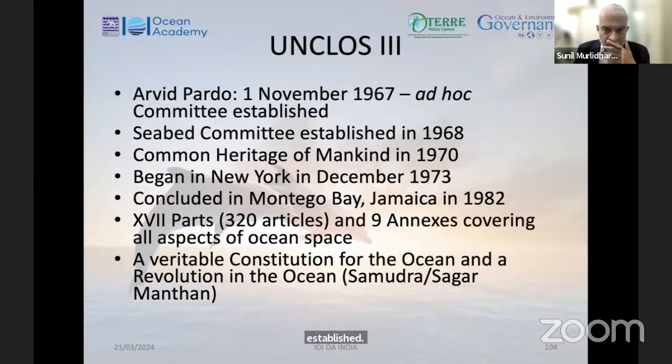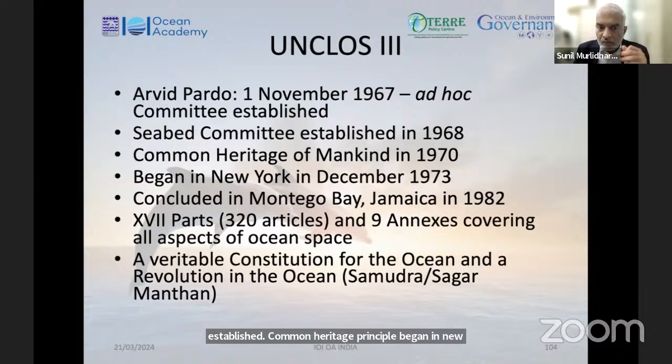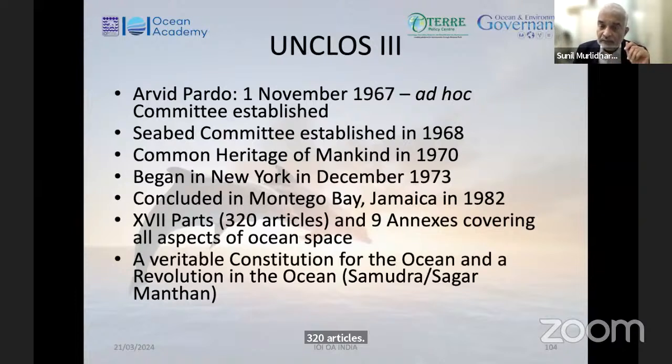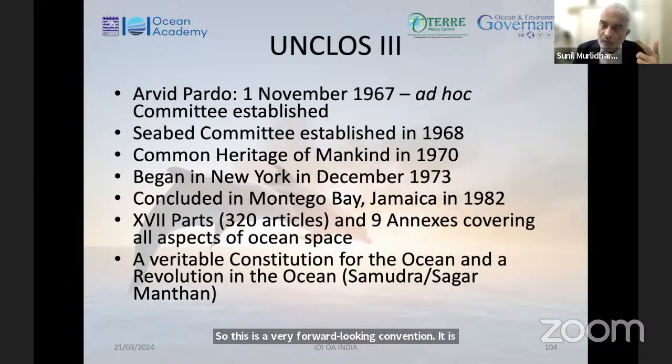The negotiations on the common heritage principle began in New York in December 1973 and concluded in Montego Bay in Jamaica, again in December 1982. It consists of 17 parts, 320 articles, and 9 annexes covering all aspects of the ocean space. So this is a very forward-looking convention. It was concluded in 1982, but it is still relevant today.